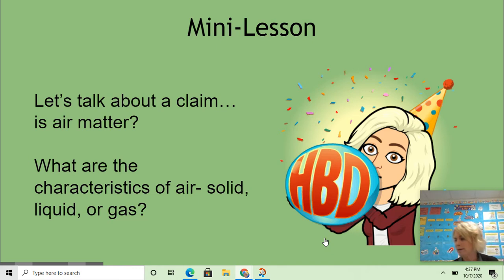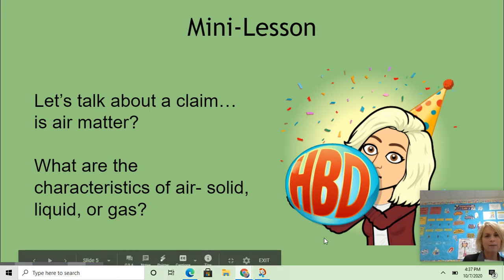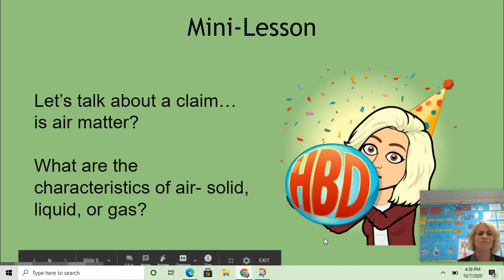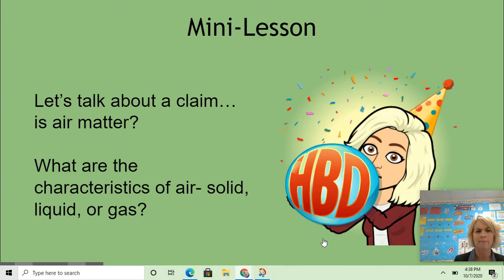So, I've got this question today, and we're going to work through it. Let's talk about a claim. Is air matter? Now, the first thing I would think of when I'm trying to develop my claim is, what are the characteristics of air? Is air a solid? No. Is air a liquid? No. Is air a gas? Yeah, I think so. Well, what are my states of matter?